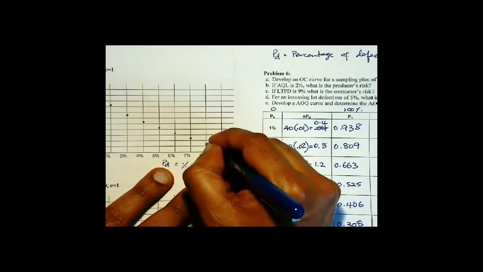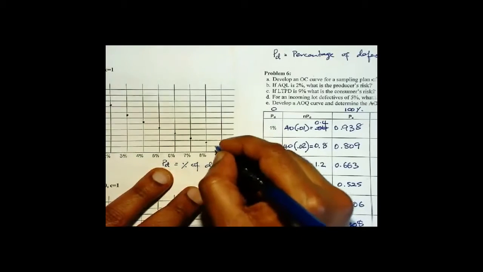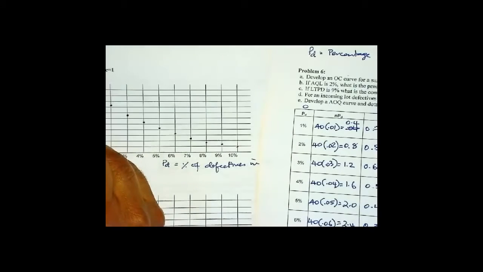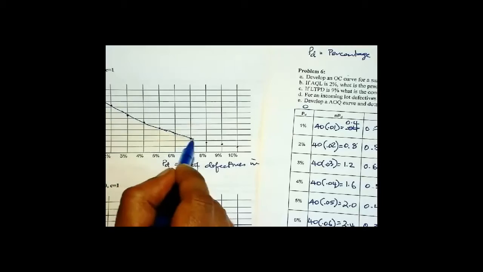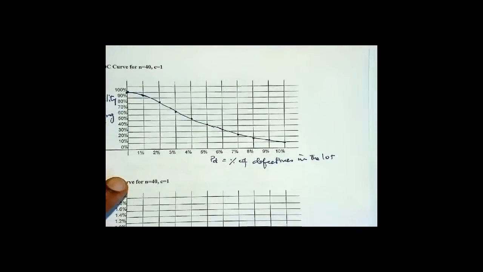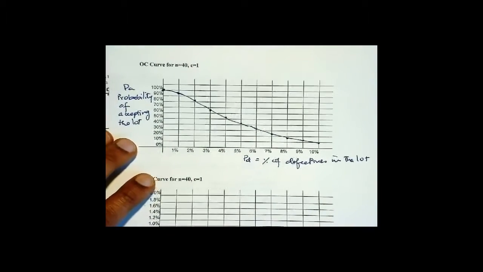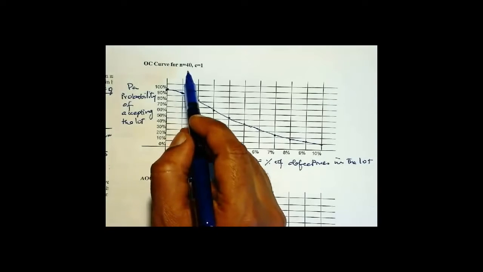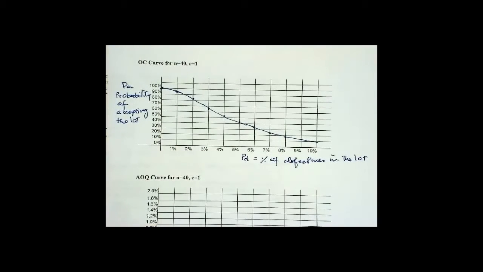0.171, 0.126, and 0.092. So if you draw that, that's our OC curve for n equal to 40 and c equal to 1.